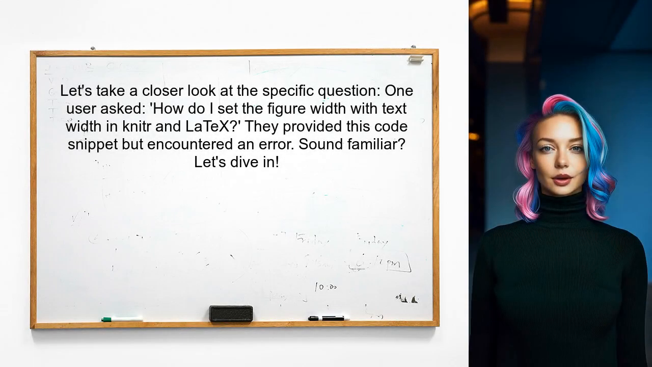Let's take a closer look at the specific question at hand. One user recently asked, how do I set the figure width with text width in knitr and LaTeX? They provided a code snippet but encountered an error. Sound familiar? Let's dive into the details.